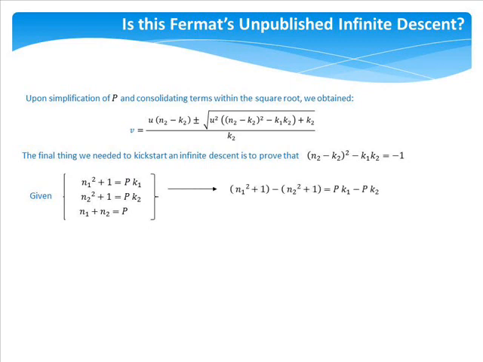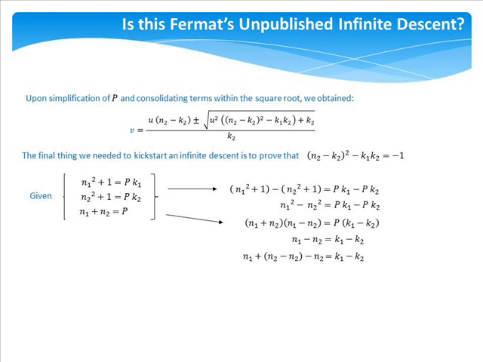Given these known equations, we subtract the second equation from the first. Then we have a difference of squares that can be factored as the sum and difference of its elements. We can easily simplify n sub 1 plus n sub 2 and P, as that's the third given equation. So we got n sub 1 minus n sub 2 equals K sub 1 minus K sub 2. Adding and subtracting n sub 2 at the left of the equal sign, we reach that P minus 2 times n sub 2 equals K sub 1 minus K sub 2.